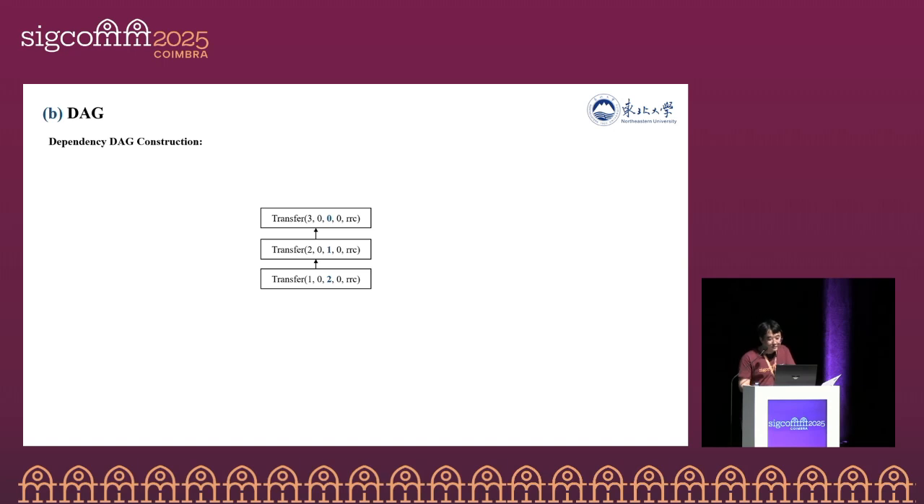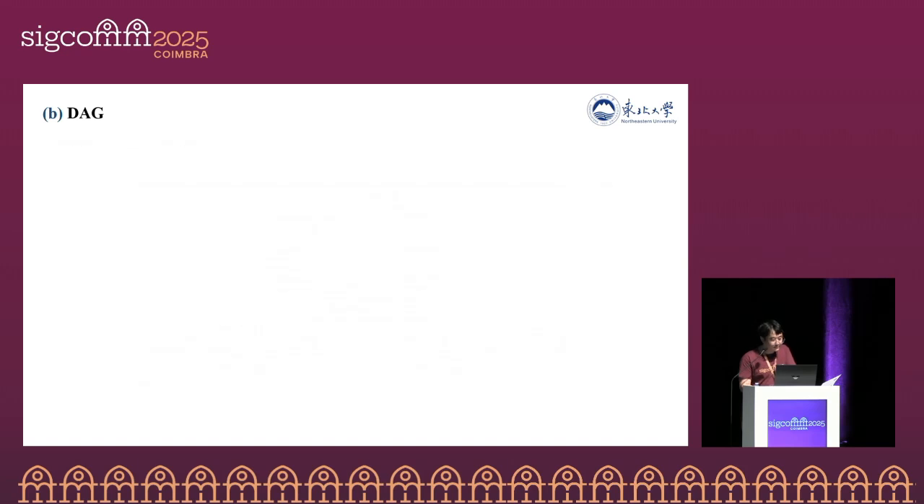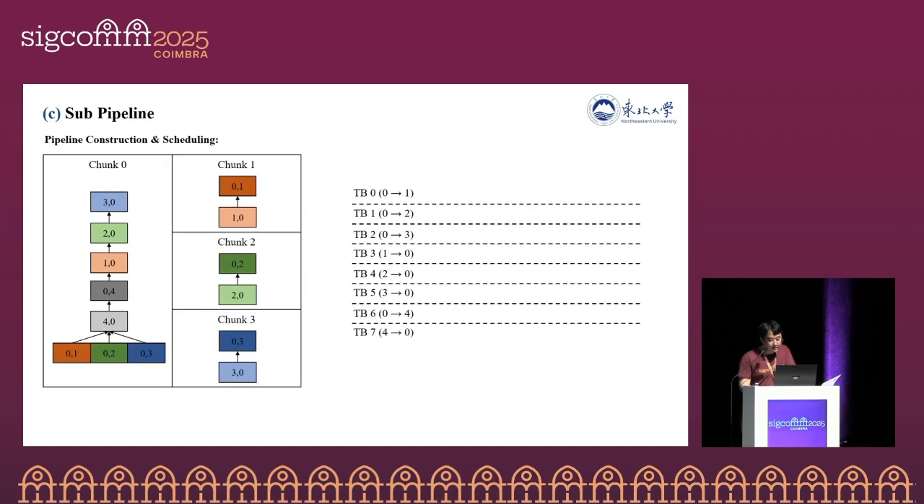From the list of transfers in the IR, we build a DAG. The edge represents data dependencies. A primitive can only execute after the primitives it depends on have finished. We then schedule this DAG by splitting it into sub-pipelines, each handling a different macro-batch or chunk.